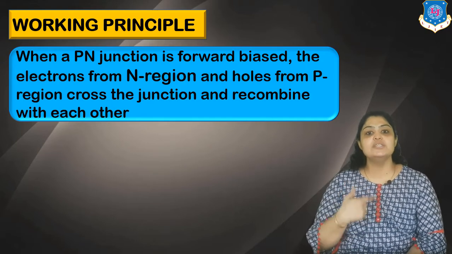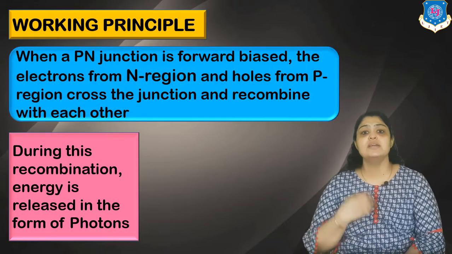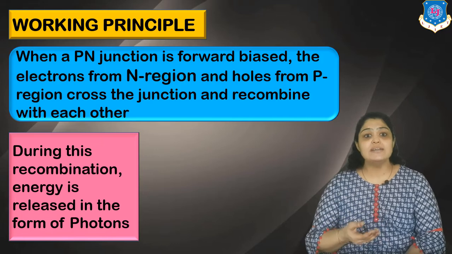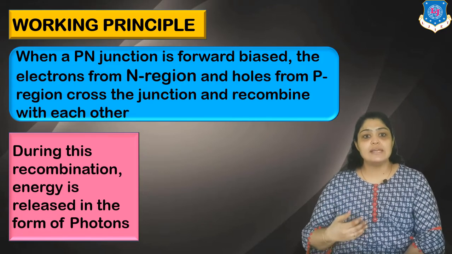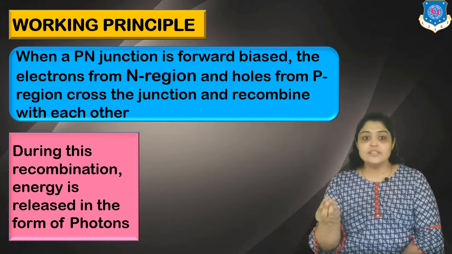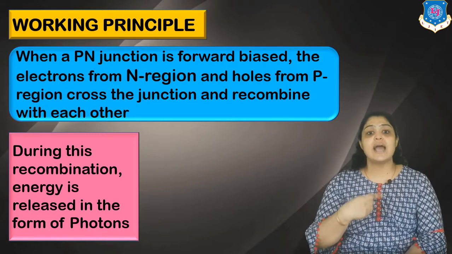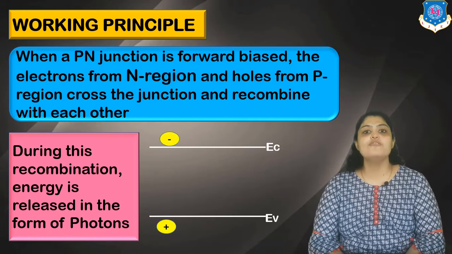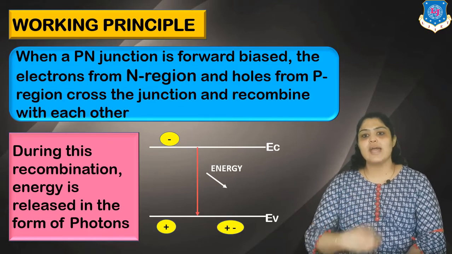Each recombination generates a photon. During this recombination, energy is released in the form of photons. Why do we say energy is released? Because the electrons, with the help of the external battery connected, gain energy and cross the junction. So obviously when these electrons recombine with the holes, the energy has to be liberated in some form, that is liberated in the form of photons. So this is just an idea of what actually happens.